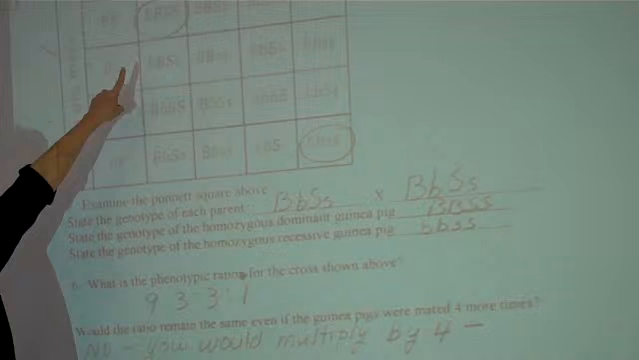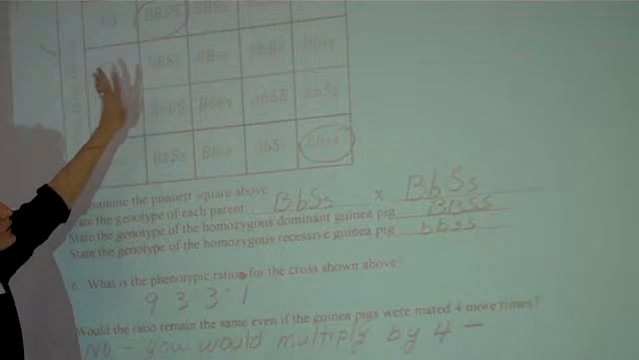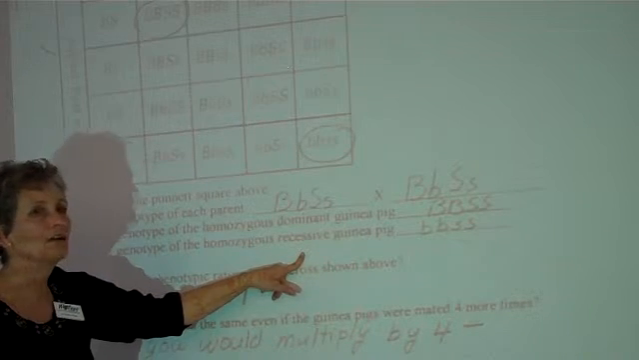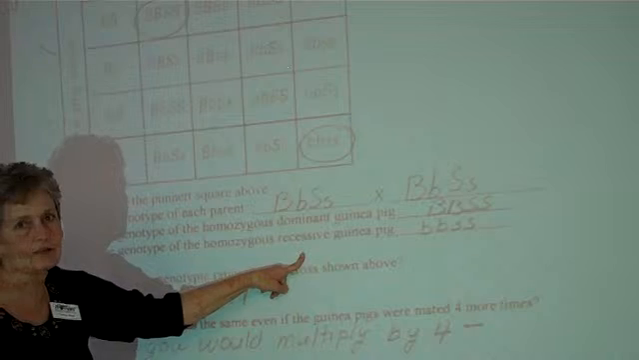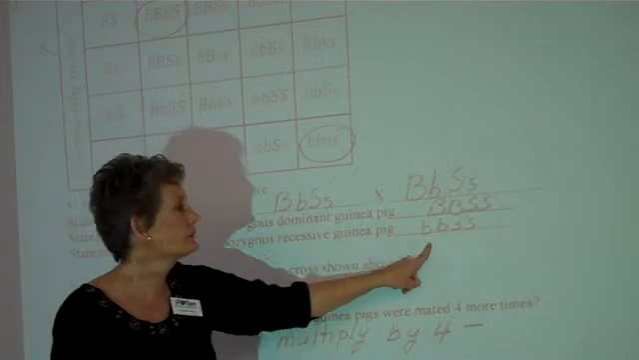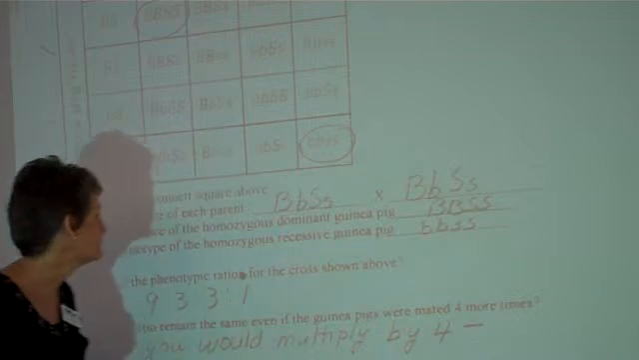State the genotype of the homozygous dominant guinea pig. It's the one I have circled. Two big B's, two big S's. State the genotype of the homozygous recessive guinea pig. Remember that the word recessive tells you all the letters have to be small. Two little b's, two little s's.